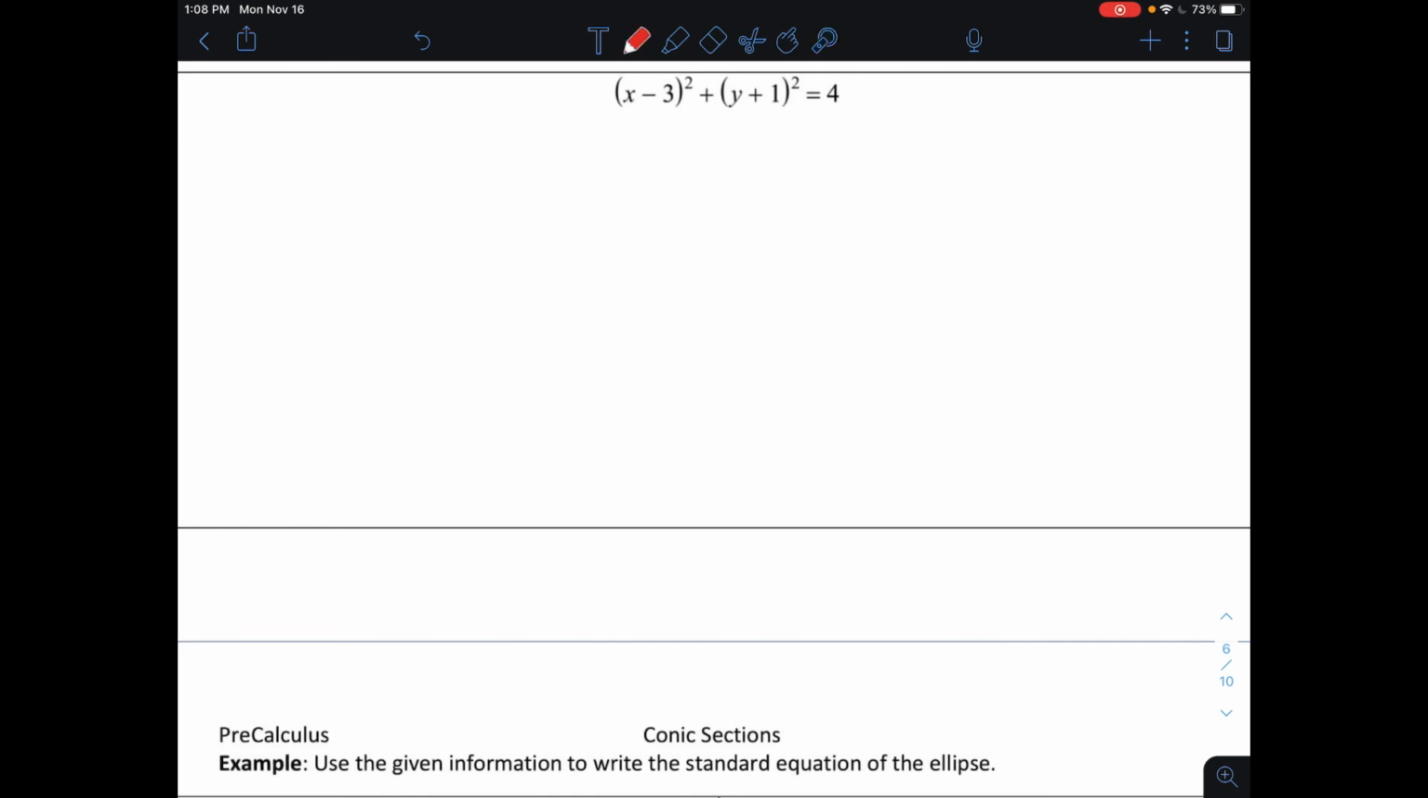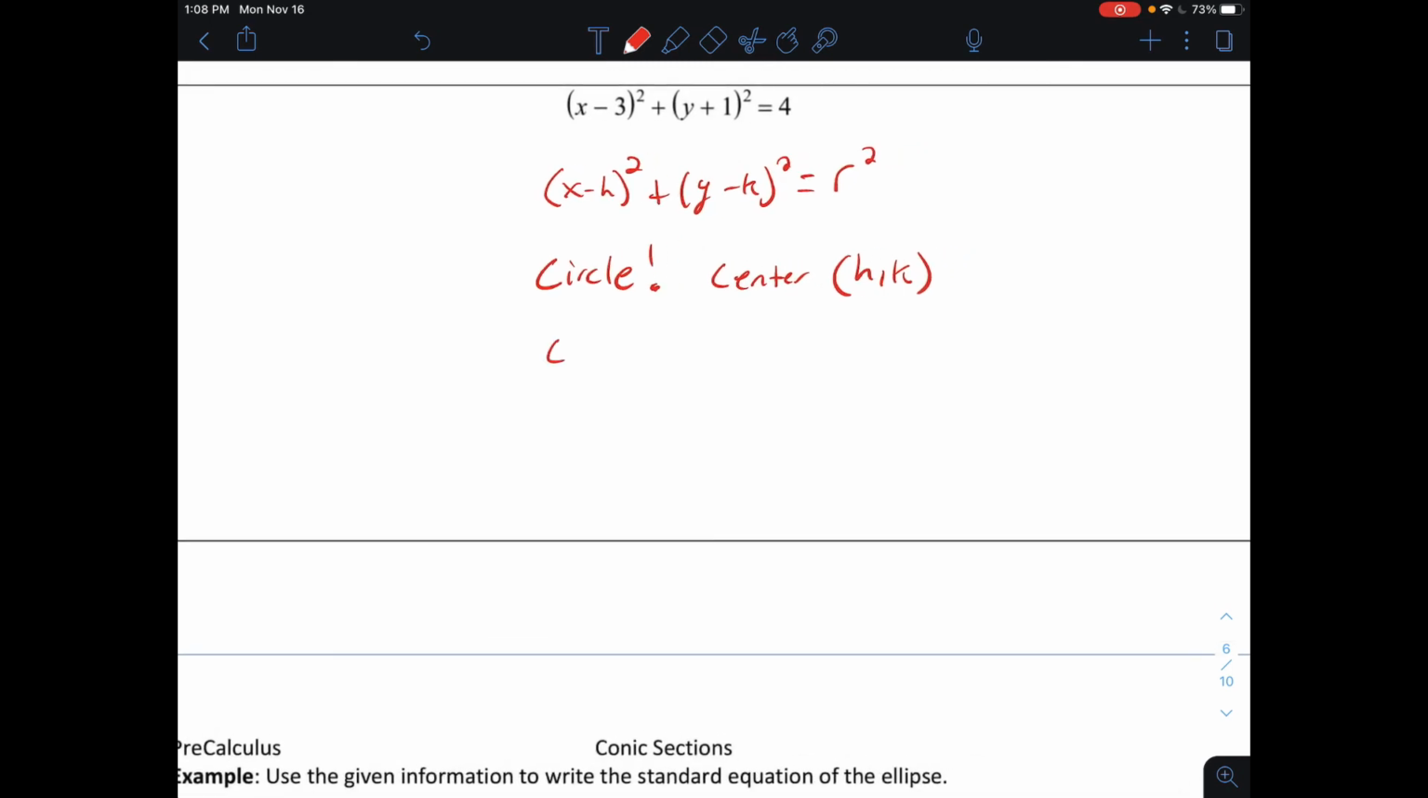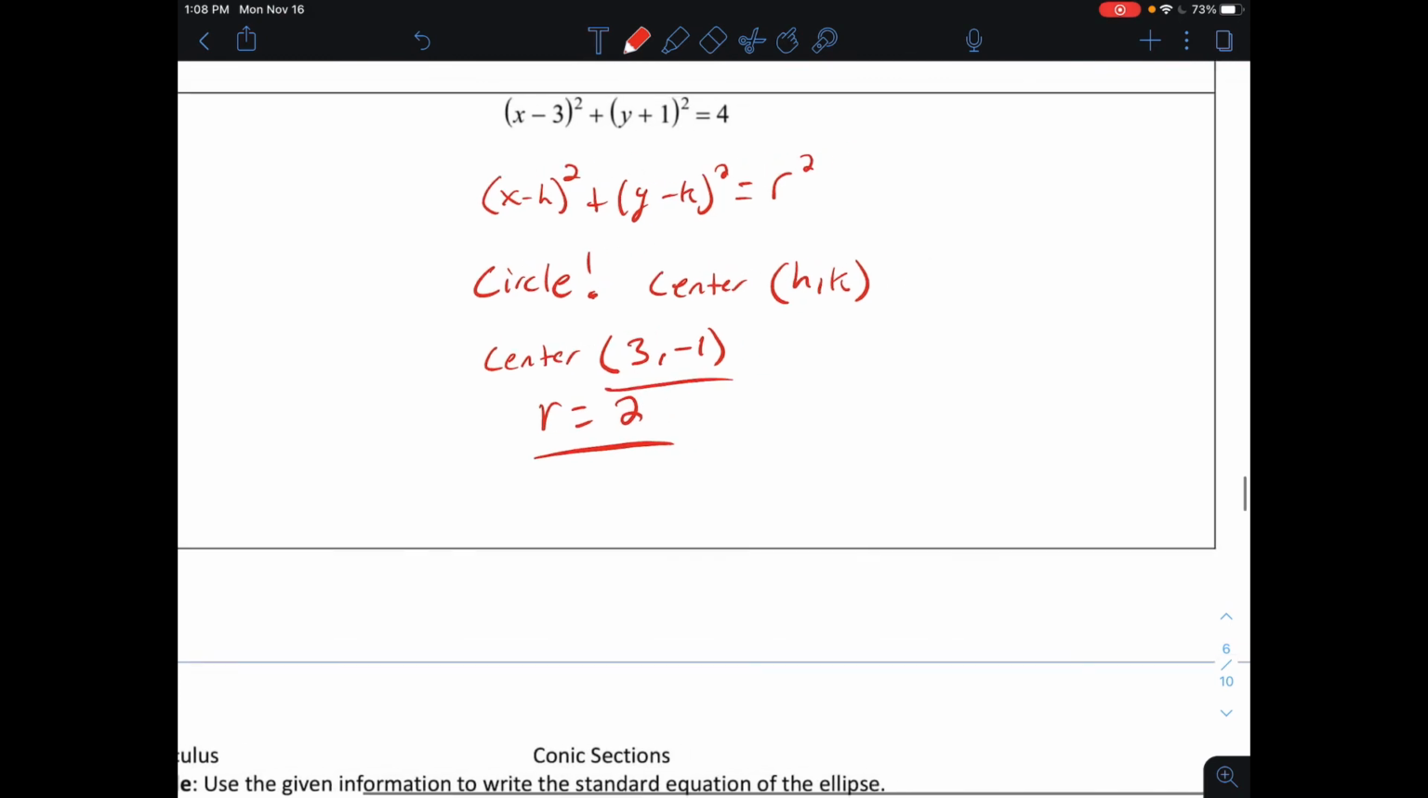I would hope that if you look at this formula, it looks like x minus h squared plus y minus k squared is equal to r squared, which is a circle. It's a circle that has a center at h comma k, and then our radius we would identify from there. So this is simply a circle that has a center at 3 comma -1, and the radius in this case is equal to 2, and so we would go graph that.